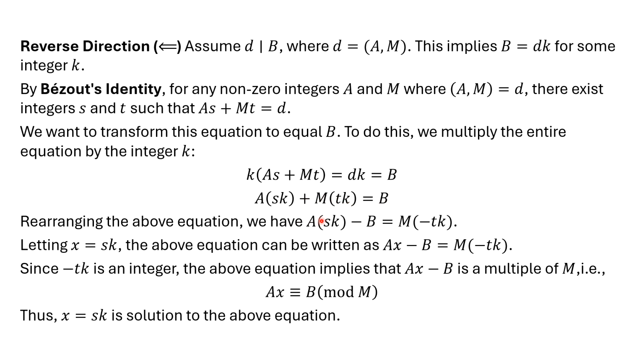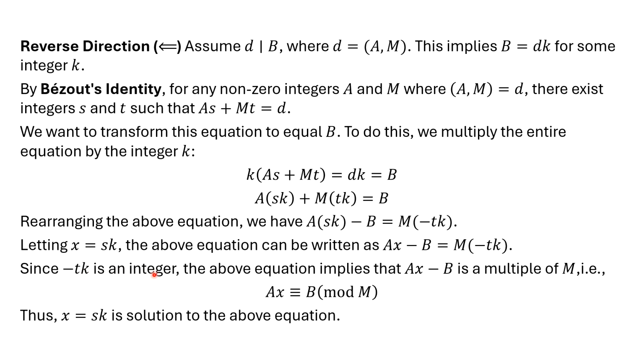Then we do a little bit of rearrangement. We subtract the b from this side and subtract the mtk from the other side. So we have this here. Then we let x equal sk. Then the above equation could be written as ax minus b equals m times minus tk.